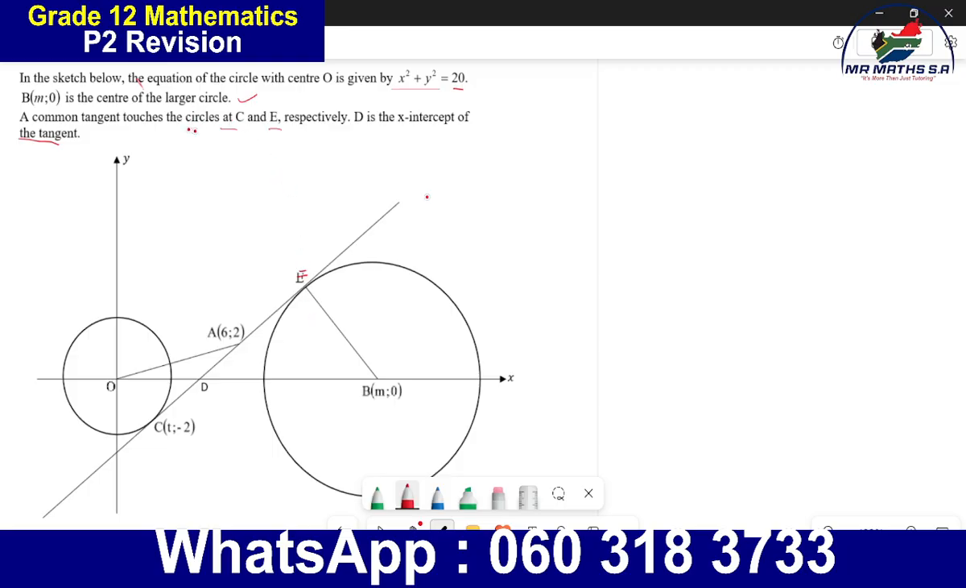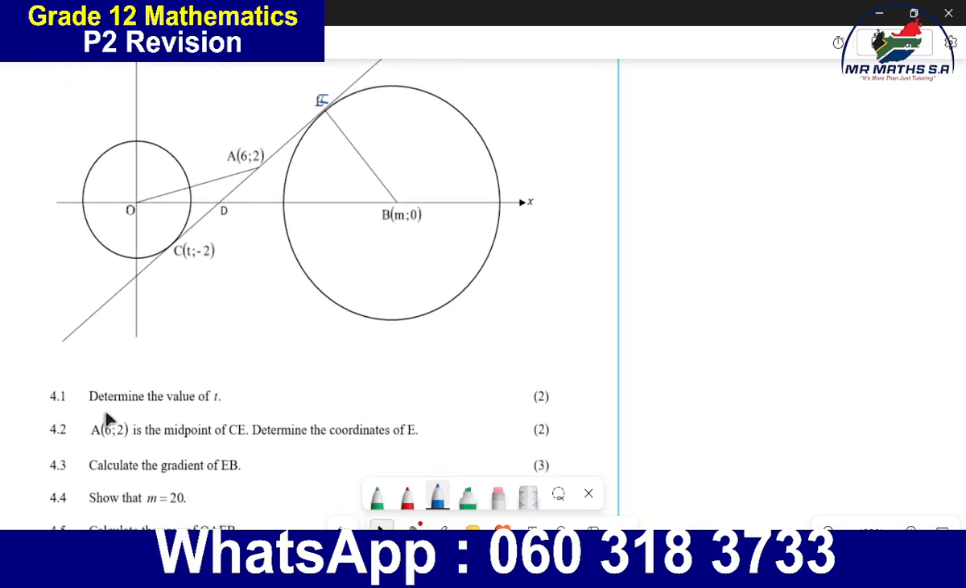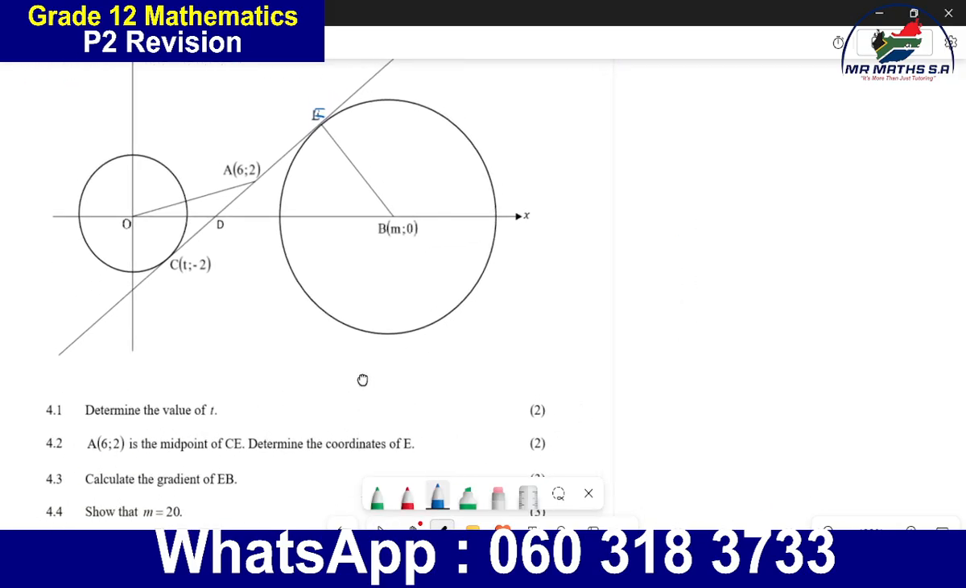Are we together? Because the tangent is touching at C and at E. So this is E, not L. Cha misprint ne. So that ku questions ezilandelayo bakuye kwabuzwa u-E singalahleki. Now kuthiwa determine the value of T.